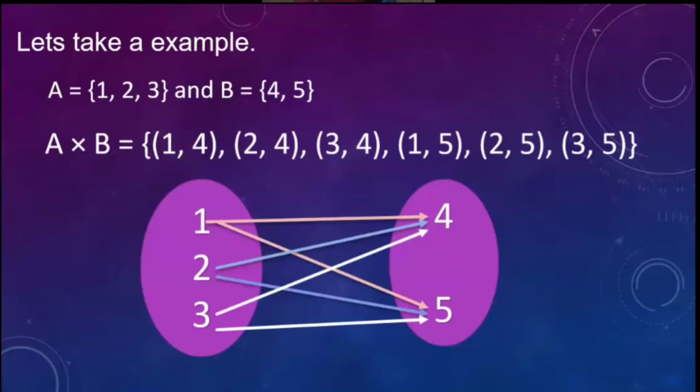Now I hope you understood what a Cartesian product is. But remember one thing: A cross B is not equal to B cross A. In B cross A, what happens? First you take 4, then in the ordered pairs, (4, 1), (4, 2), (4, 3). In the same way, (5, 1), (5, 2), (5, 3) will come. The elements are different. So A cross B is not equal to B cross A.